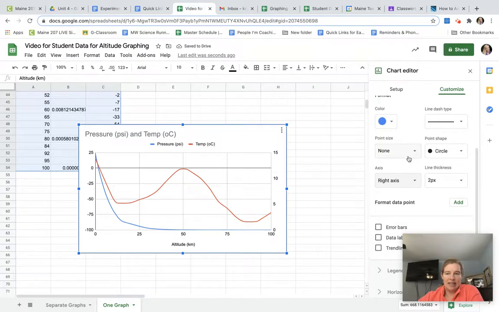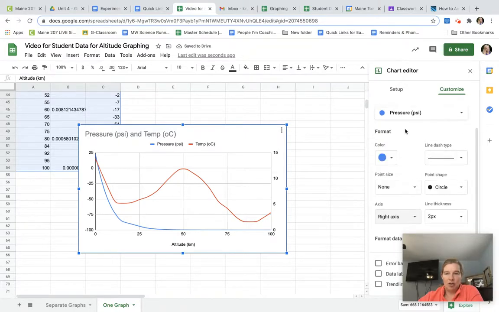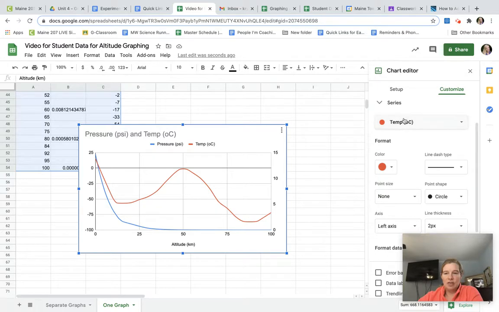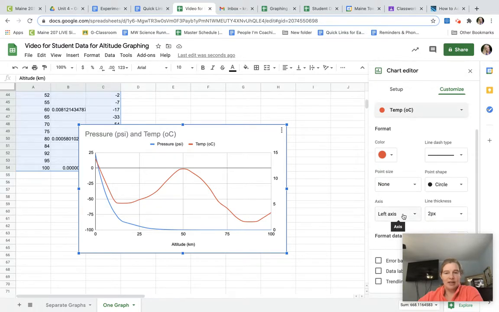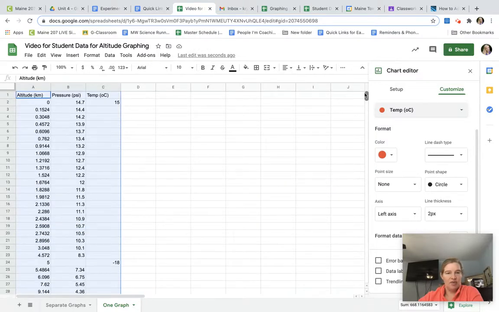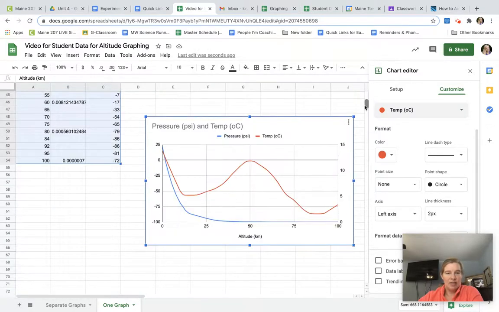It automatically is like, oh, you probably mean the other one, but I'm going to go right axis and I'm going to say temperature. So now what it's doing is it's saying left axis. If you look here, temperature is my left axis. And remember temperature, so this is where it's important to look back at your data. Temperature goes to this negative 72, up at the top it was 15, okay? So temperature is going to be this axis here. So temperature is my left axis.